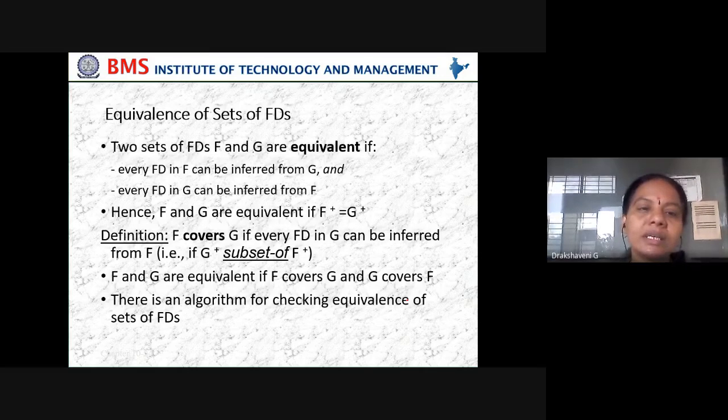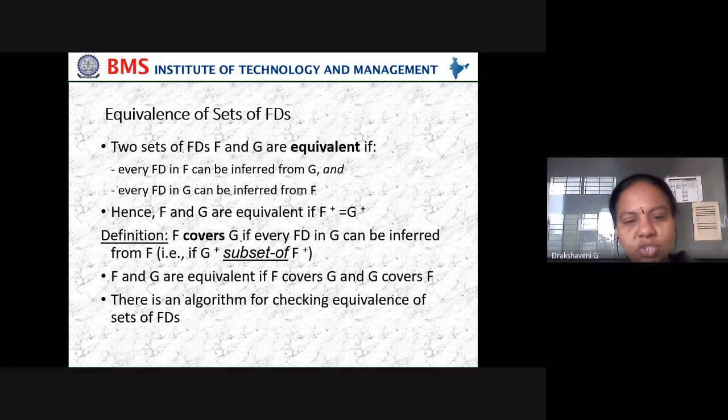Now, equivalence of sets of functional dependencies. Two sets of functional dependencies F and G are equivalent if every functional dependency in F can be inferred from G, and every functional dependency in G can be inferred from F. Hence, F and G are equivalent if F plus equals G plus.